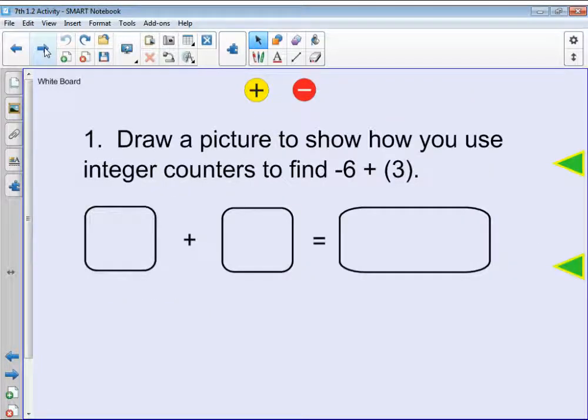Draw a picture to show how you use integer counters to find -6 plus 3. If we're going to use integer counters to do this, we want to pull -6s. So we want 6 negative signs. So I'm going to go ahead and pull 6 negative signs and put them in this box.